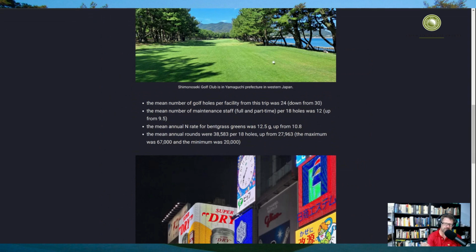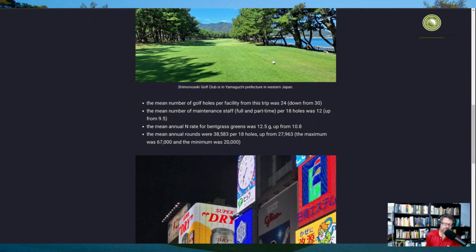So I visited a lot more 18-hole courses and some 27-hole courses and a couple more 36-hole courses, but the average golf holes per facility was 24. So more than 18, less than 27.